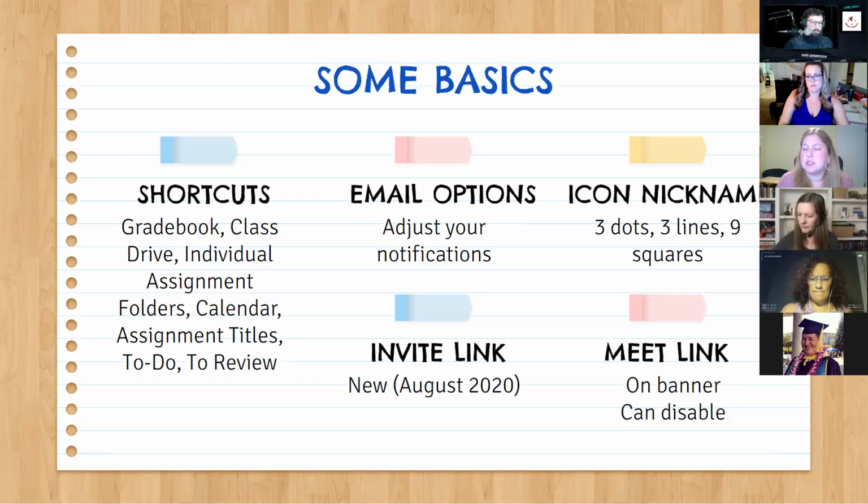Icon nicknames. This is just something silly and fun. Everybody knows about the 3 dots that give you options, the 3 lines in the top left corner, and the 9 squares. The 9 squares have a pretty universal nickname, which is the waffle, and they're really 9 circles now, but squares make a better waffle, so people still are saying waffle. The 3 lines is the menu.